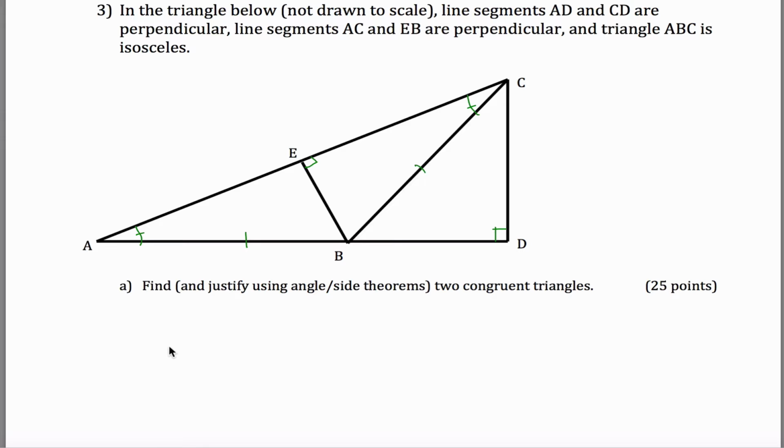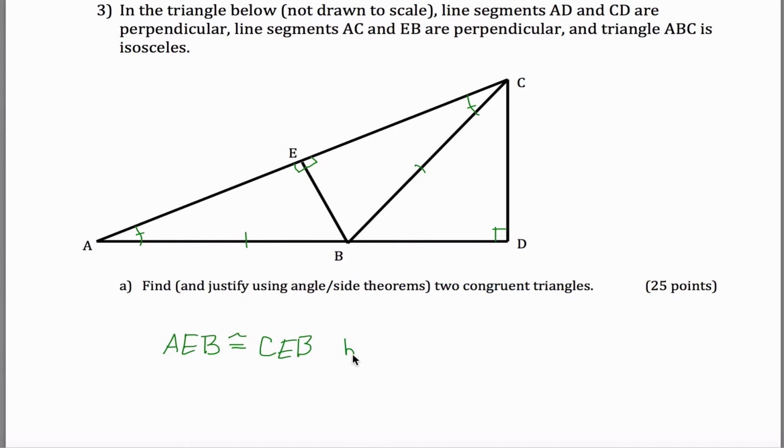I think what we'll see is that AEB is congruent to CEB. That's not a B. Let's try that again. CEB. And how can we prove that? Well, let's see what we have here. I have this angle is congruent to this angle. And I have this angle and this angle. And I have this angle and this angle. And I have these two sides are congruent.